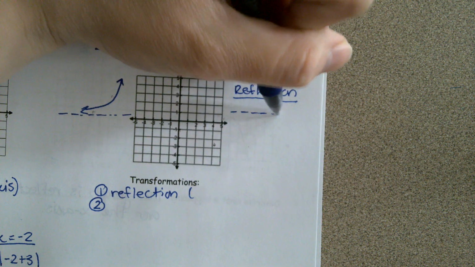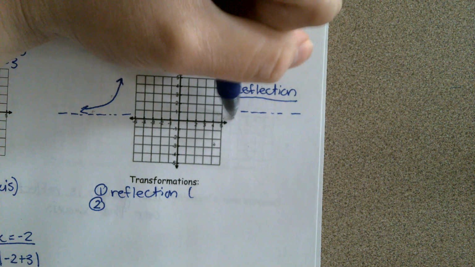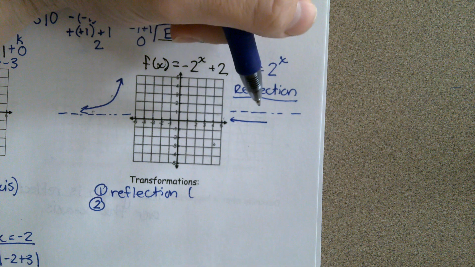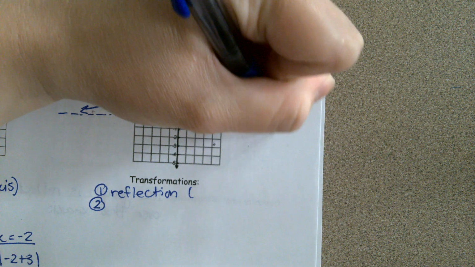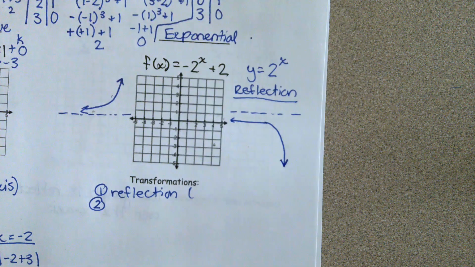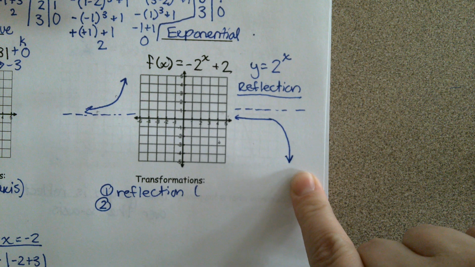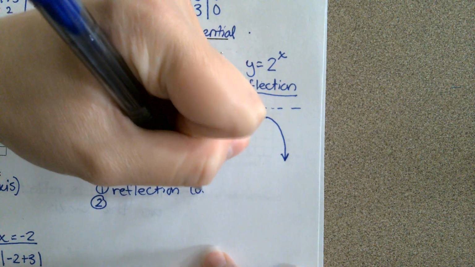So when we do that, this is still flattening out and pointing to the left. But now instead of going up, which it can't do because it can't cross that asymptote, it's going to go down. So this is how my graph should look. So I'm going to put here asymptote over asymptote.